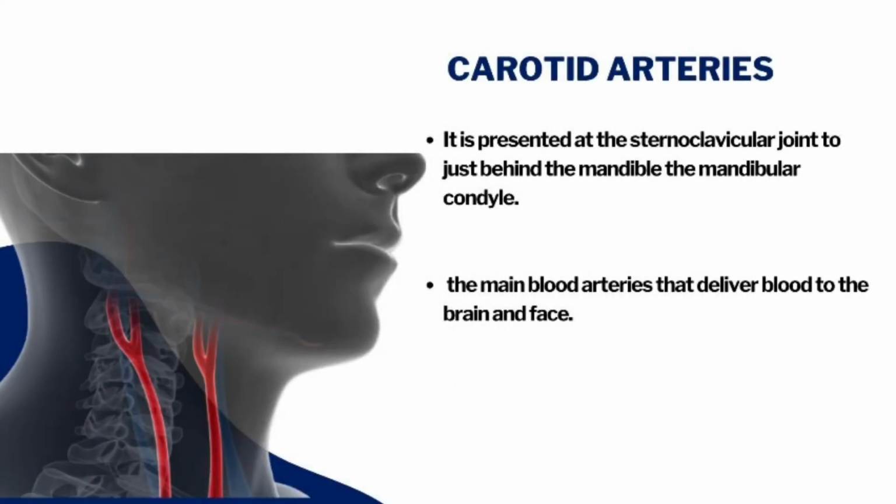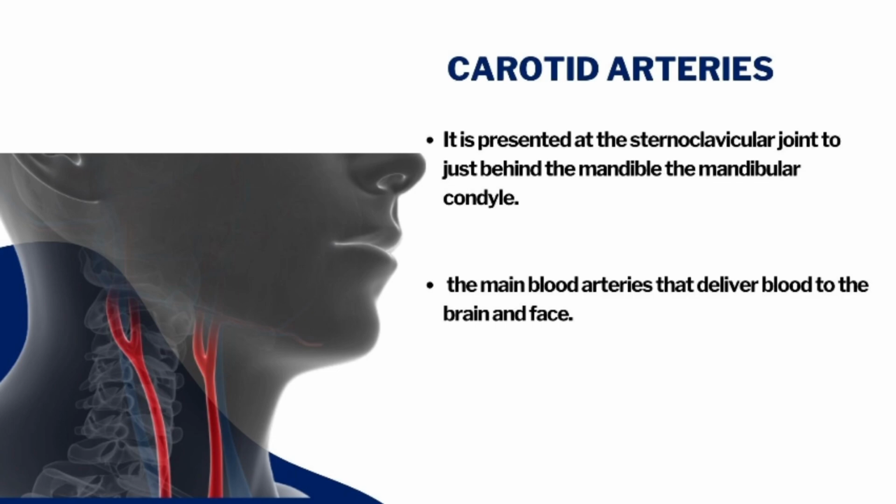Carotid arteries. As you can see in the illustration, it extends from the sternoclavicular joint to just behind the mandible and the mandibular condyle. The carotid arteries are the main arteries that deliver blood to the brain and face. The cervical portion of the common carotid artery is similar on both sides.